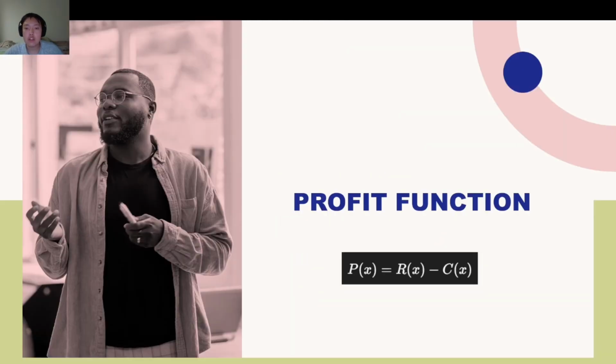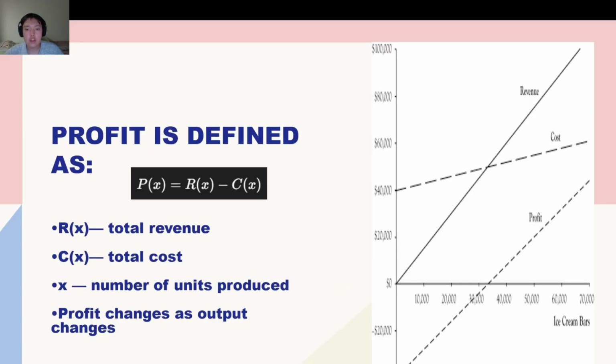Profit is defined using the profit function. Profit is equal to total revenue minus total cost. In this function, R(x) represents total revenue, C(x) represents total cost, and x represents the number of units produced. As output increases and decreases, both revenue and cost change, which causes profit to change as well.